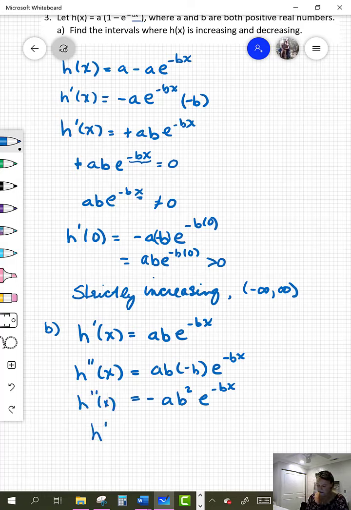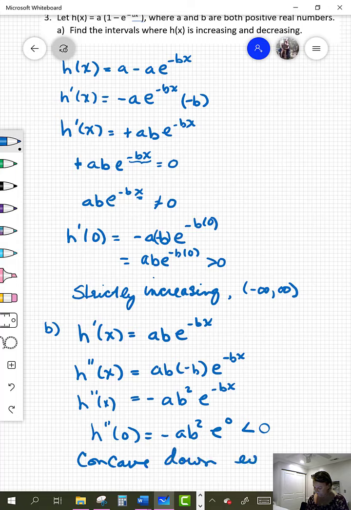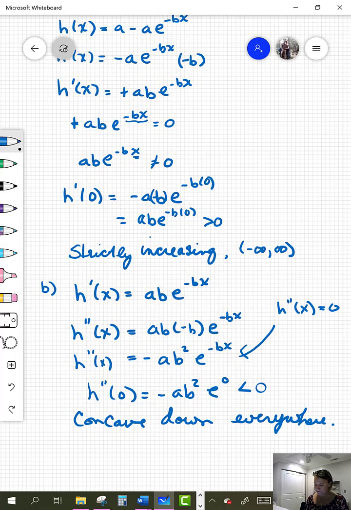So if we plug in a value in here, so maybe 0 again, this would give us negative ab squared, e to the 0. E to the 0 is 1. And so this is going to give me a number that is less than 0. So I know that it's concave down everywhere. This value, h double prime of x, when we were looking for a critical number or inflection point, again, same reasoning as above. There's no way that this could ever equal 0. There's no value of x which would set this equal to 0.